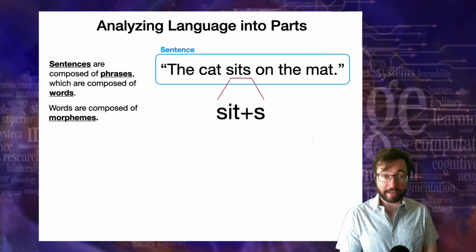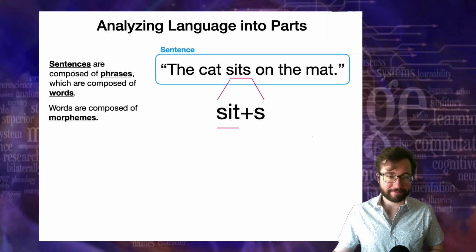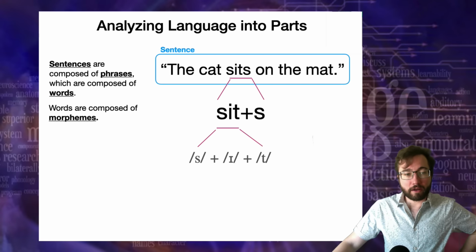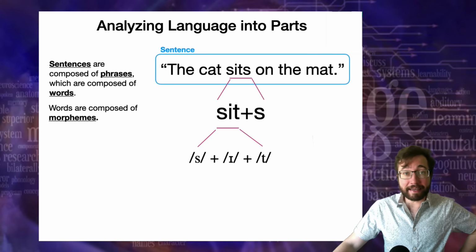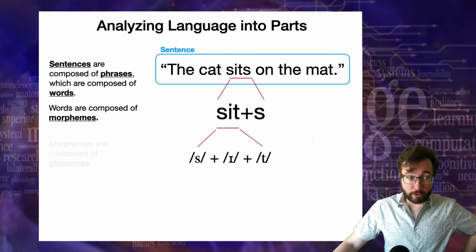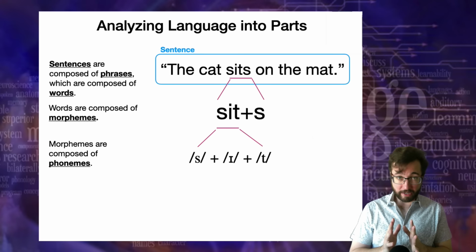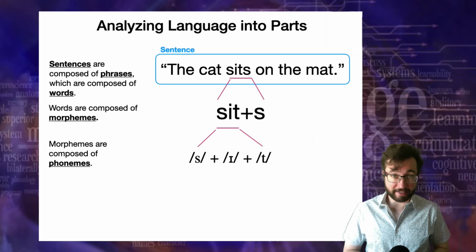And now we'll ask, can it go further? Can we break the morpheme into parts, ever smaller parts? Let's take a look. So we have here sit. Well, that consists of three sounds in a row, s, i, and t. These are units of sound called phonemes. This doesn't refer to the letters of the word as written. This refers to the individual units of sound, which may or may not correspond to letters in the English writing system.